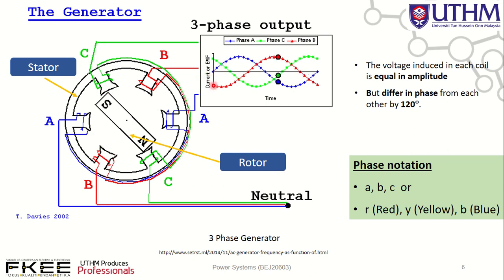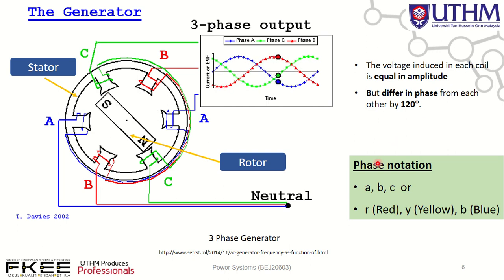Let's say red, yellow, blue: phase A, phase B, and phase C. The voltage induced in each coil is equal in amplitude. In terms of amplitude, the voltages are the same as each other, but different in phase, by 120 degrees.